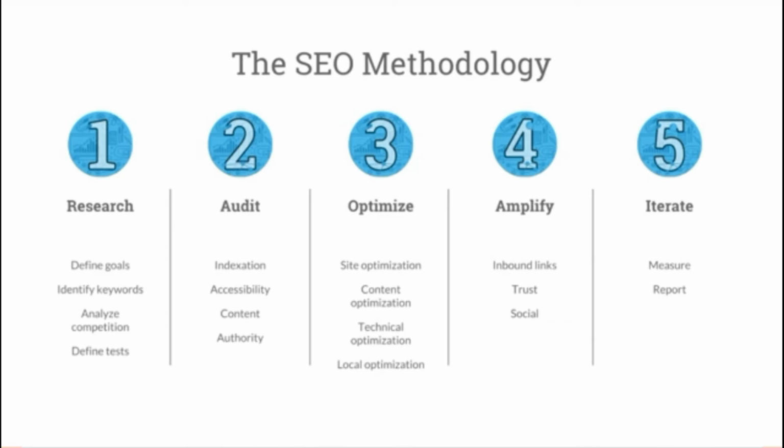Once you've done and optimized some of your pages, then you can move into the amplification phase. That is, let's get links to these pages that we've optimized. So doing backlink analysis, identifying different sources for links, things like that. Using social media to get the word out about different pages that you want to see if you can improve the conversions or traffic to.